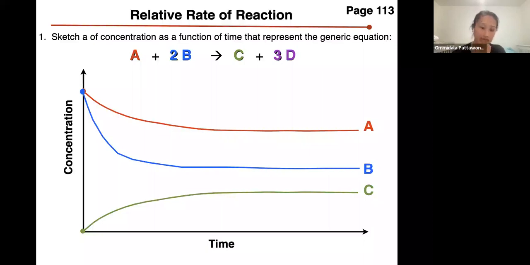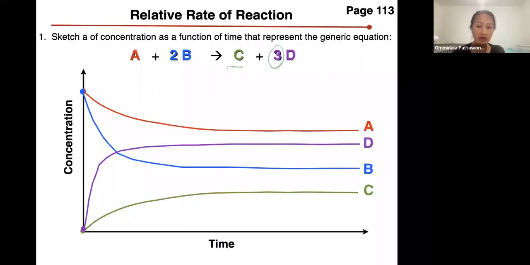Now D, if you're looking at D, D is going to start at 0 concentration as well, because at the beginning there should be no product, right? But if you're looking at this, it's going to produce 3 times faster than C. Therefore, in this case, the slope of D is going to be higher than the slope of C, because it's being produced 3 times faster.